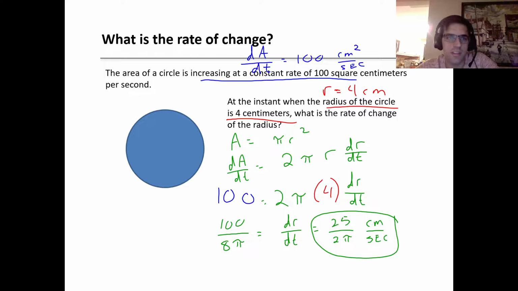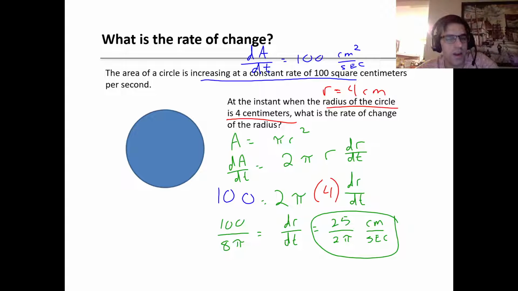So, example here, rate of change. We have a circle, and the area of the circle is increasing at a constant rate of 100 square centimeters per second. At the instant when the radius of the circle is 4 centimeters, what is the rate of change of the radius? Or how much is the radius growing by or shrinking by at that instant when the radius is 4 centimeters? So it's an area question.